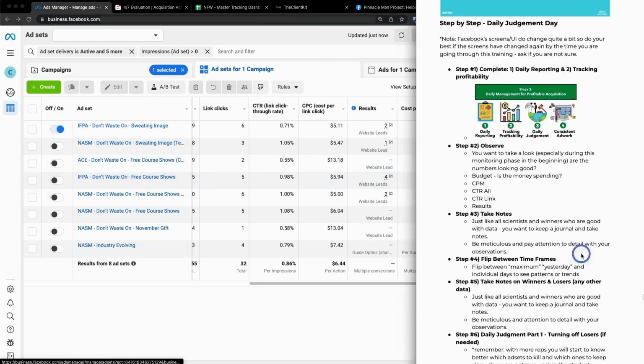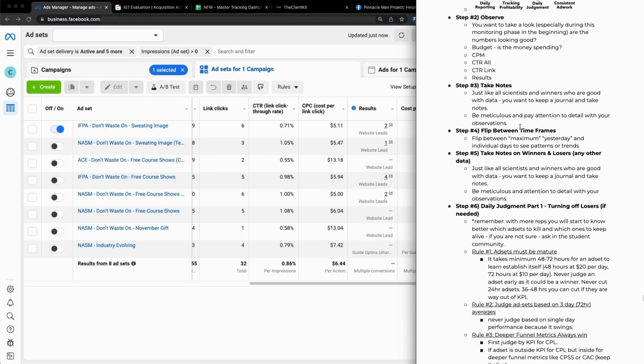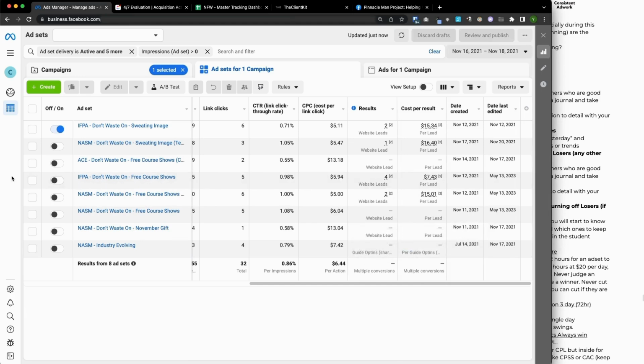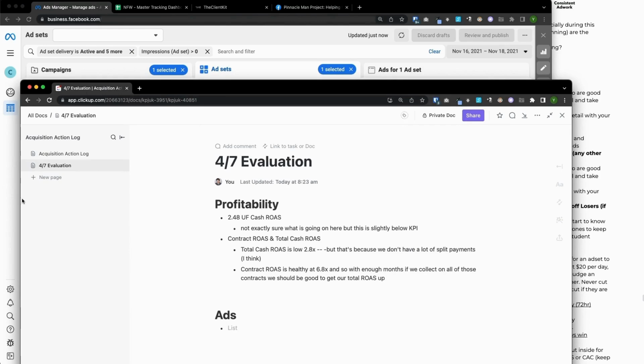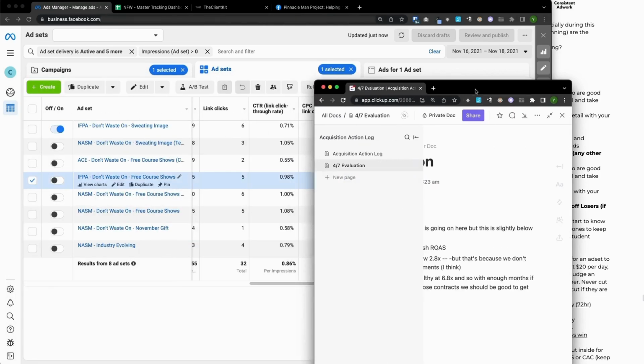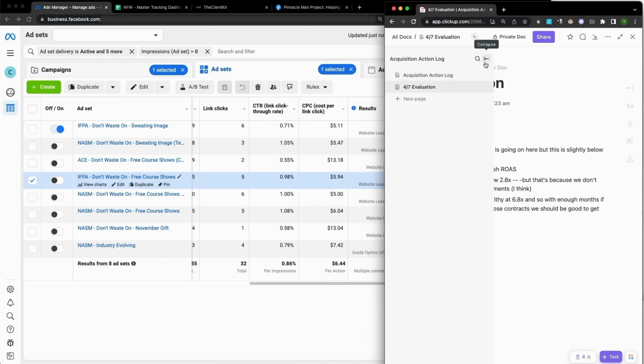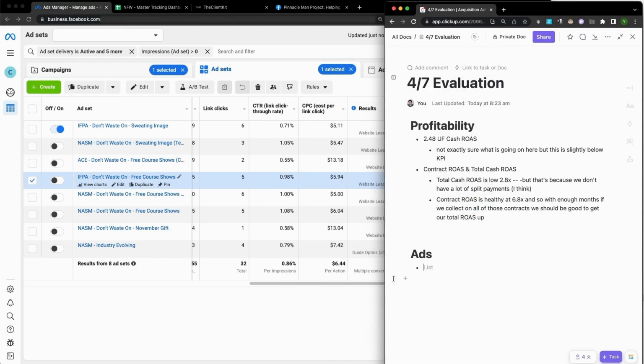So what I might end up doing here on the judgment day, as I'm flipping between time frames, I might also be taking notes over here. It's going to be very important. This is where having the notes on the other screen is going to be very helpful, because switching these tabs is not good. So I'm going to actually drag this here, put this over like such. And again, it's very annoying because I'm on the recording side over here, but over here I might just say, you know what, IFBA, and then this is don't waste on, and this is free course shows.